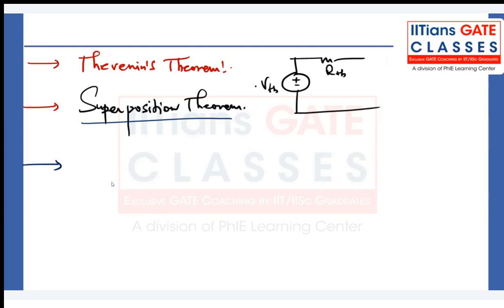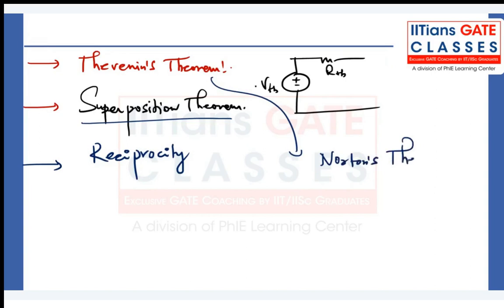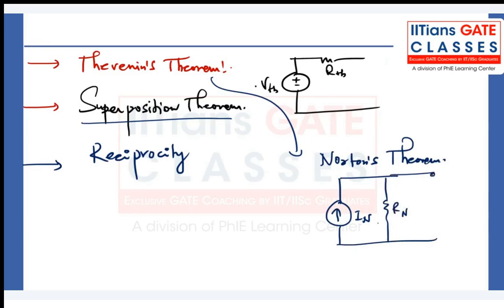We'll also talk about the reciprocity theorem. The reciprocal of the Thevenin theorem, you will also come to know, is Norton's theorem, or you can say the practical current source. That is IN, the Norton current, and there will be RN. IN will be considered as the short circuit current, and this is IN.